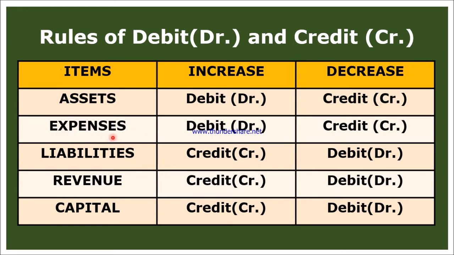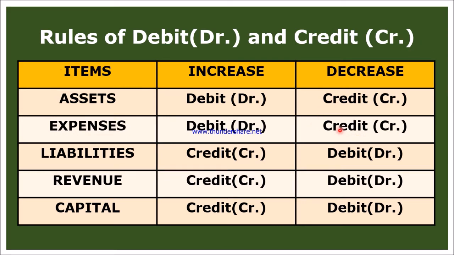Next item is the expense. You know the definition of expense: any cost incurred to earn revenue is known as expense. Now if expense increases, then also you have to debit, and if expense decreases, then credit.